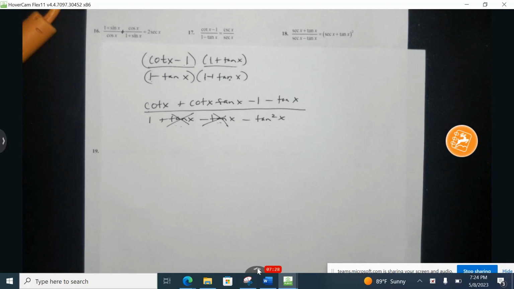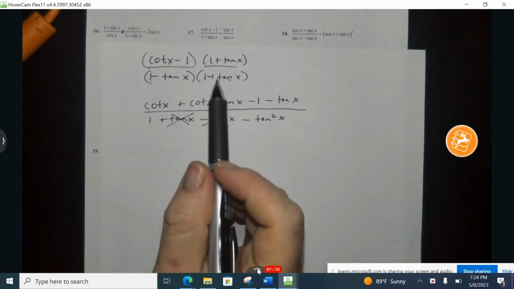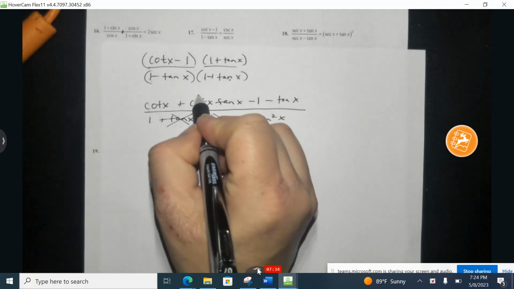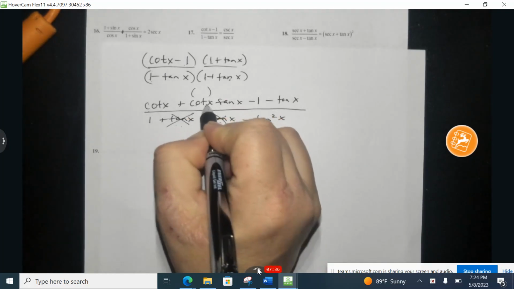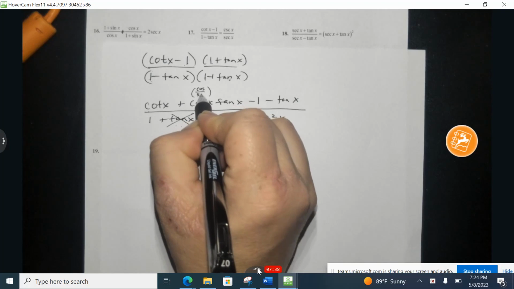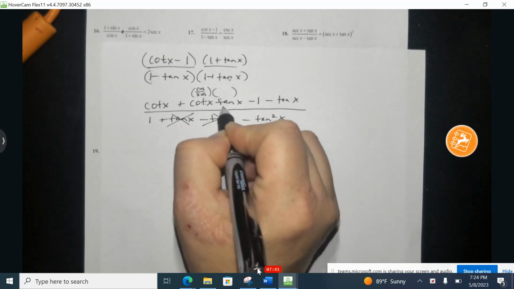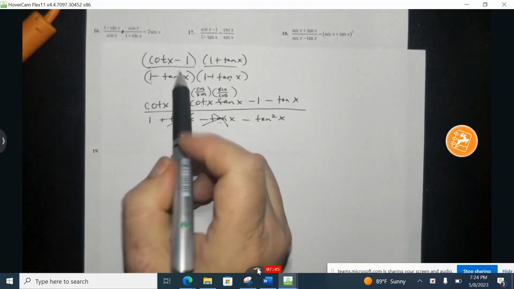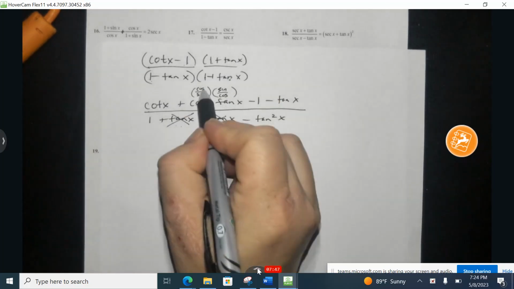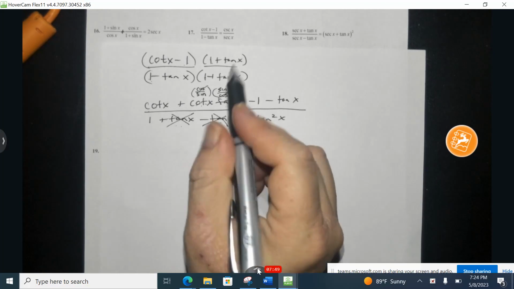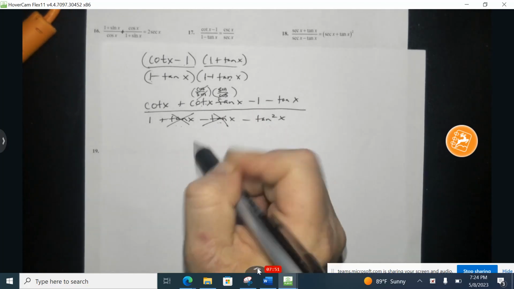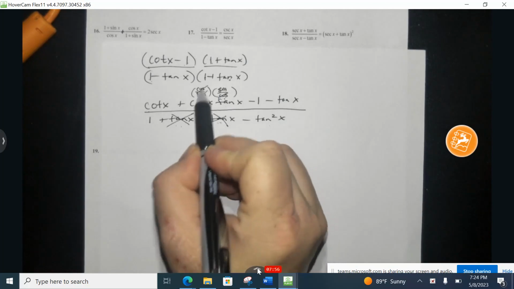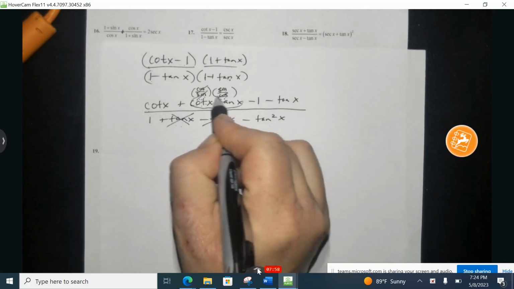Now on top, I recognize that cotangent is the same as cosine over sine, and I'm multiplying that by the tangent, which is sine over cosine. I'm multiplying these two when I did the FOILing. Well, the cosines are going to be simplified to 1, and the sines are going to be simplified to 1, so it just doesn't disappear. 1 times 1 is 1, 1 times 1 is 1, so this entire thing right here is a positive 1.